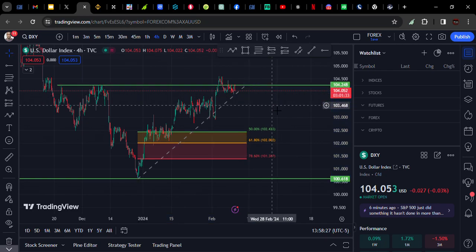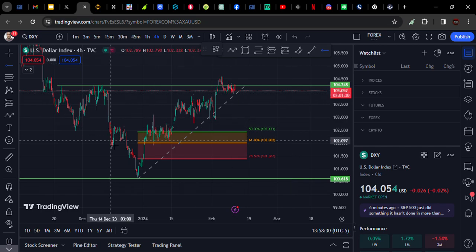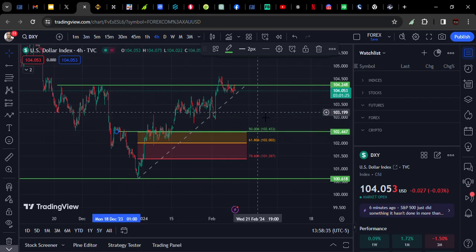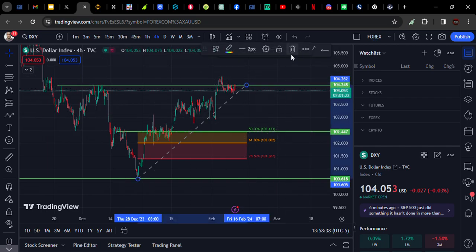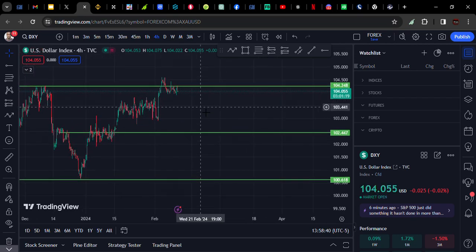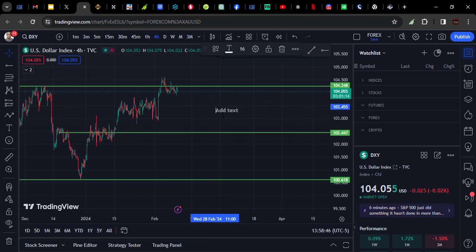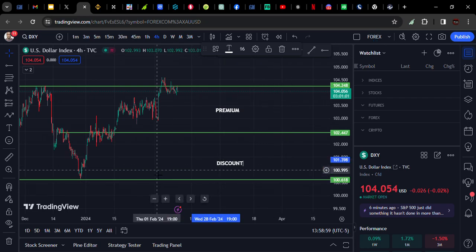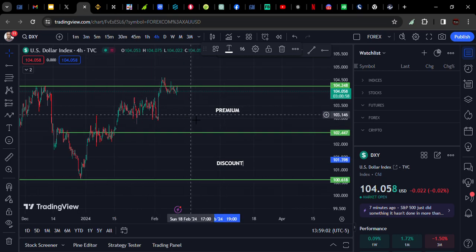You now get your equilibrium, 50%. See, like I can see here, 50%. You now draw your line there. That line represents 50%. You can now delete the Fibonacci, right? So you now know that every time I want to sell, I will sell at premium, right? And when I want to buy, I will buy at discount, right? So this is where you sell from, and this is where you buy from. You buy at discount and you sell at premium.